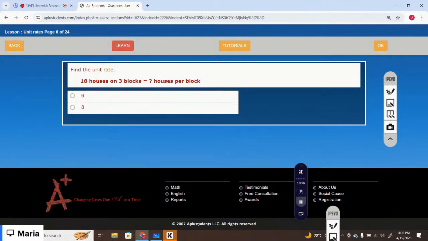18 houses on 3 blocks. So how many houses per block? That is 18 divided by 3, which is 6 houses per block.